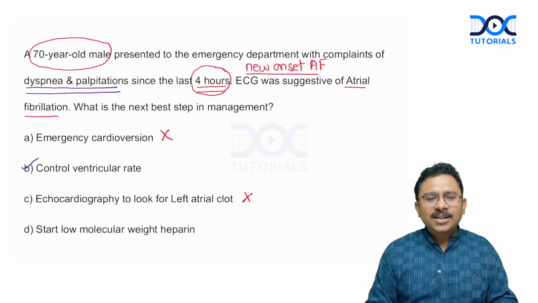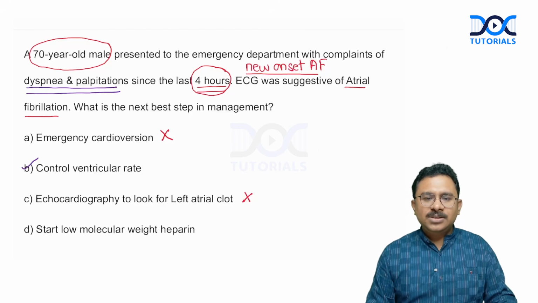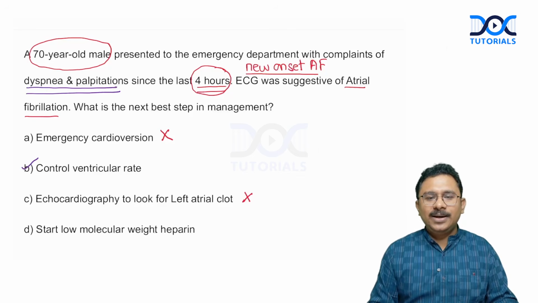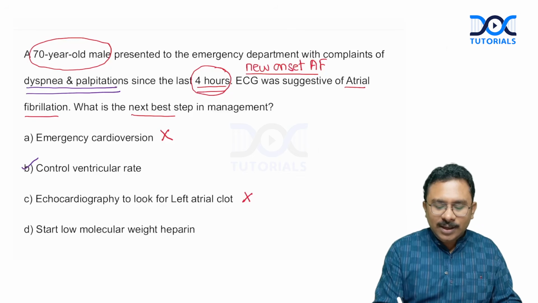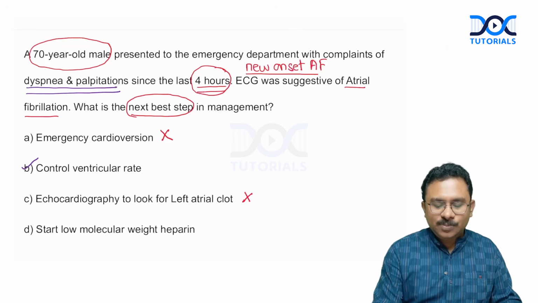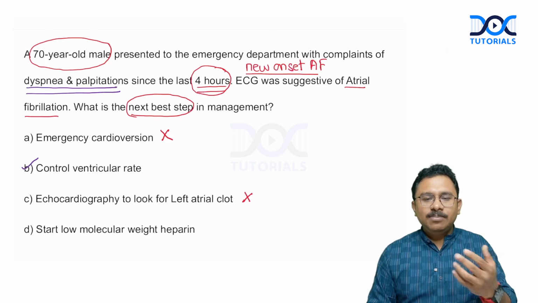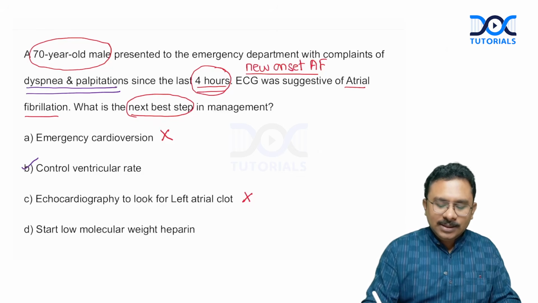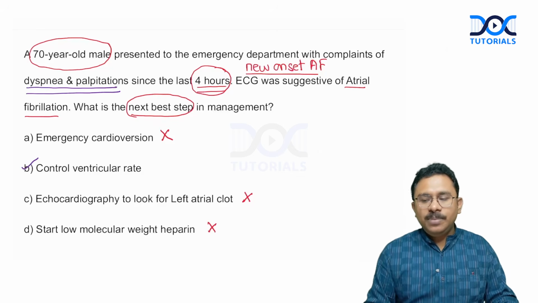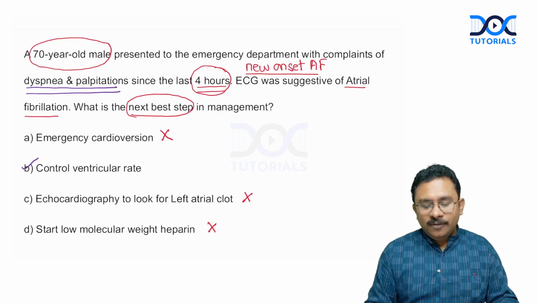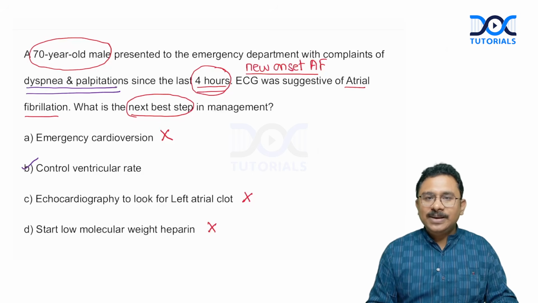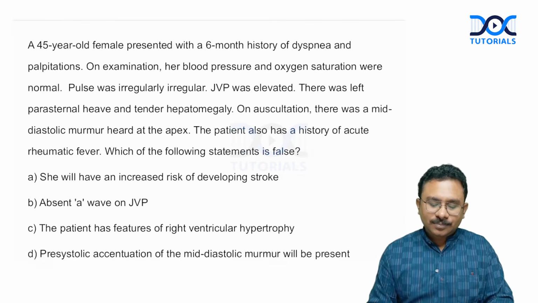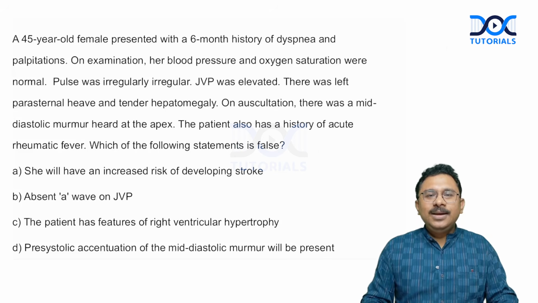Next is starting the low molecular weight heparin. Again, in an atrial fibrillation patient, you should be considering anticoagulation. But the question is on the next best step in the management. So I've got to control the symptoms of the patient, and hence the best answer will be option B, that is the control of the ventricular rate. Option B is the best answer here. Okay, right. So coming to the next question.